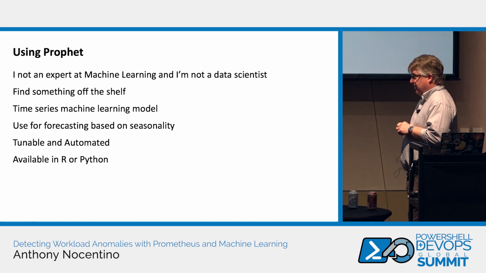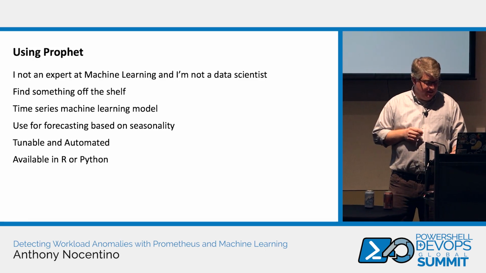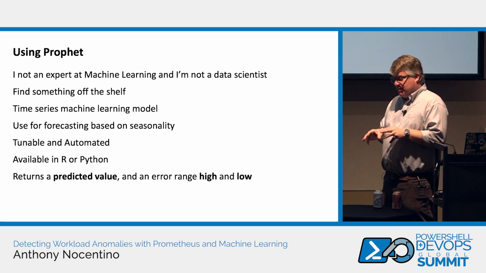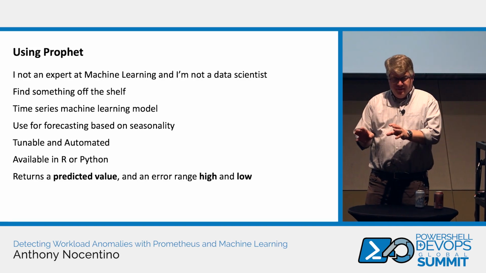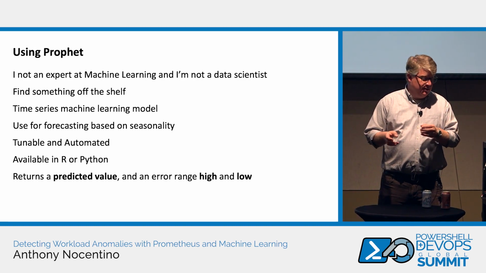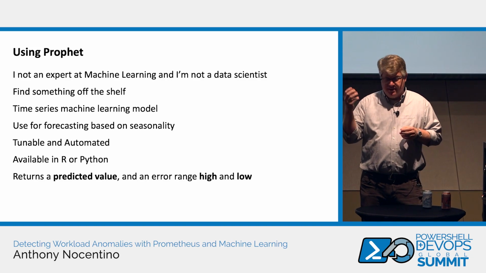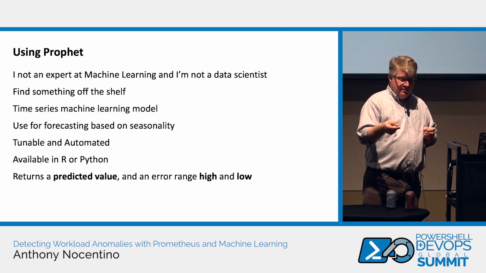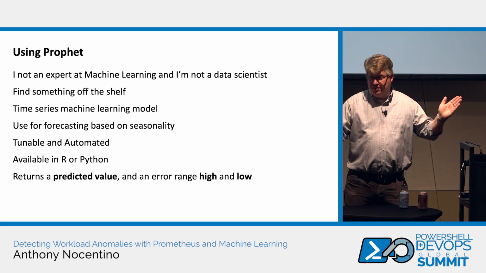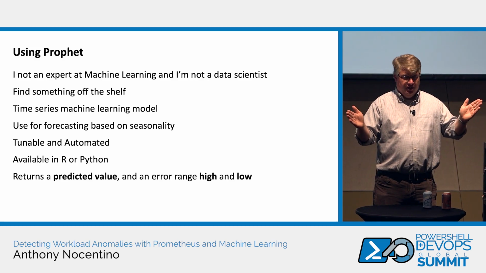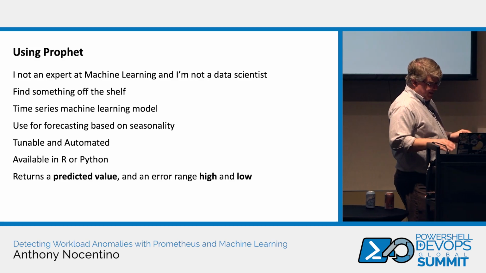It's available in R or Python, so I chose to use the Python implementation. And the output of this thing is this. I'm gonna feed it in a vector of data, right? Time series data, and it's gonna give me three things. It's gonna give me what it thinks the next value is gonna be, and it's gonna give me an error range of what's normal, right? So a high and a low. And we'll get into all that in a second.